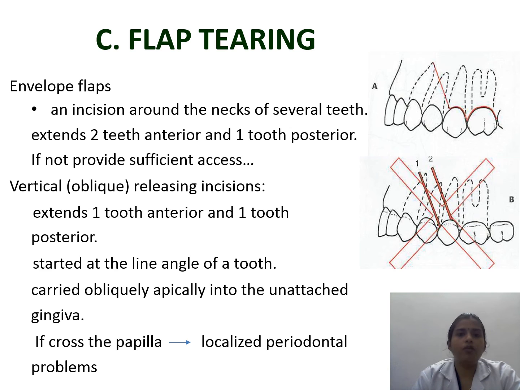Next, we are going to see flap tearing, and how to avoid it. In case of envelope flaps, the incision should be made around the necks of several teeth, extending at least 2 teeth anterior and 1 tooth posterior. If it doesn't provide sufficient access, vertical oblique releasing incisions can be given, extending 1 tooth anterior and 1 tooth posterior. It should be started at the line angle of a tooth and carried obliquely apically into the unattached gingiva. If it crosses the papilla, it may lead to localized periodontal problems.